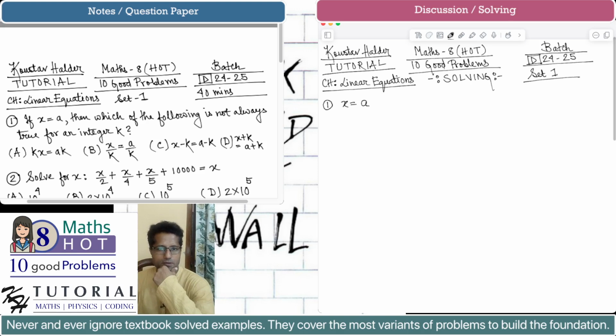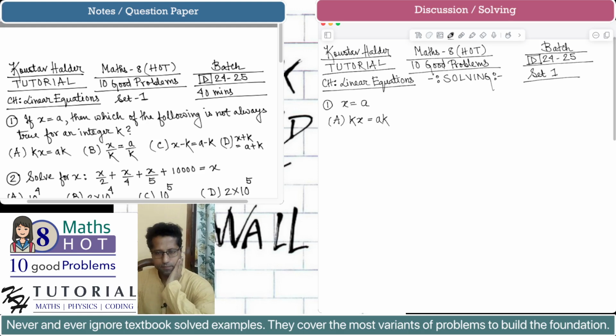So from this equation, let's check all the options one by one. It is asking whether from this equation we can have kx equal to ak, where k is some integer. The question is which of the following is not always true. So we have to select the choice which will not always be true based on the fact that we have x equals a and k is an integer.